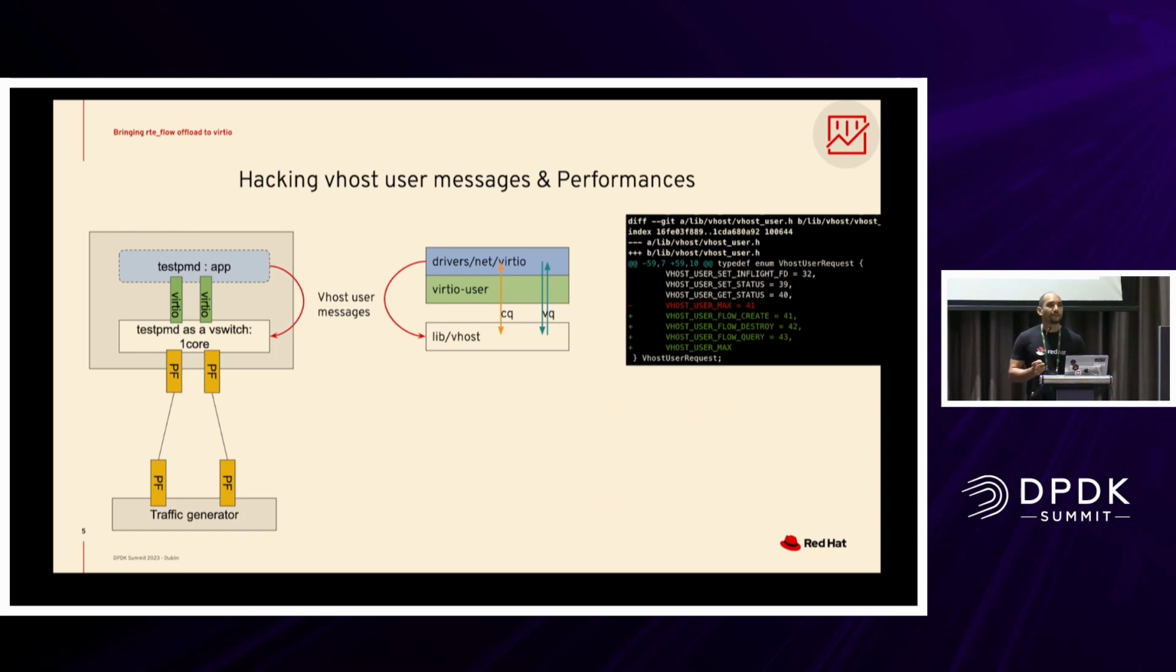So I did a quick hack on the vhost-user messages and the performances. I modified the vhost-user protocol, adding a couple of messages just to have those CRUD flow operations: create, update, destroy, and then to collect the statistics. Either with a control queue or through the vhost-user message from the driver on the Virtio side, we can send a specific offload message to the vhost library.